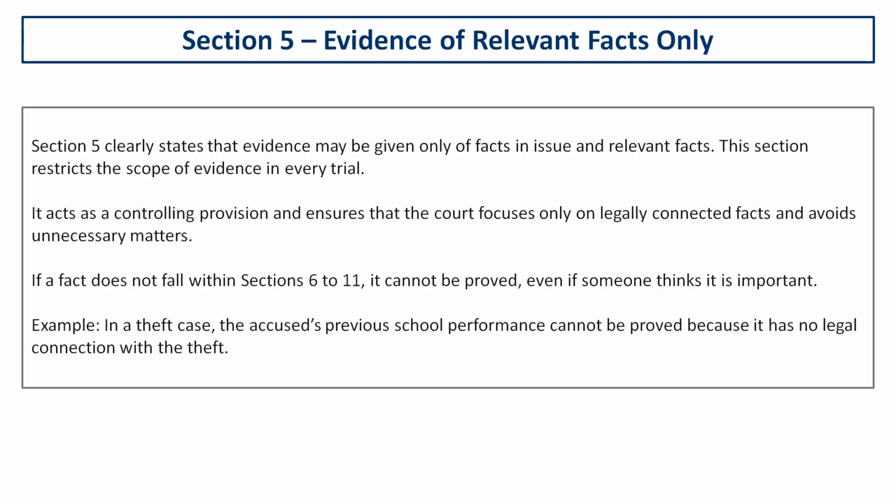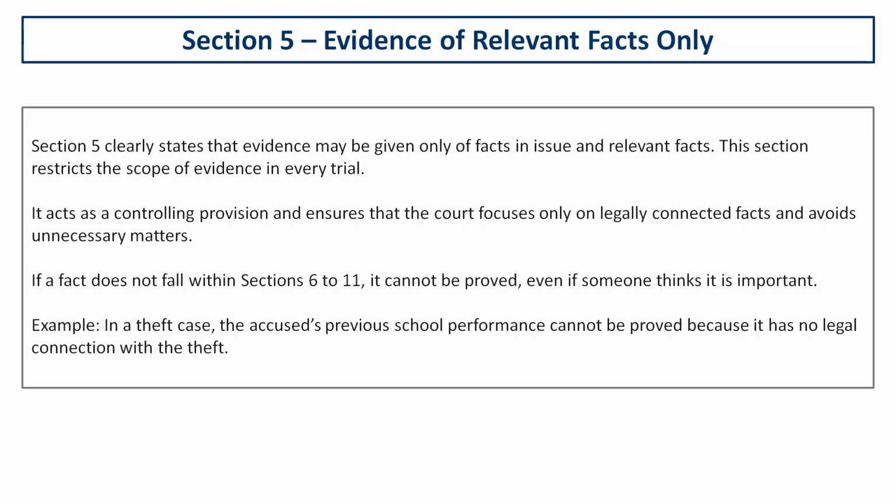Now, let us look at Section 5, evidence of relevant facts only. Section 5 is the controlling section. It clearly says that evidence may be given only of facts in issue and relevant facts. This means irrelevant facts are completely excluded. This section ensures that the court focuses only on legally connected facts. It prevents unnecessary information from entering the trial and confusing the judge.